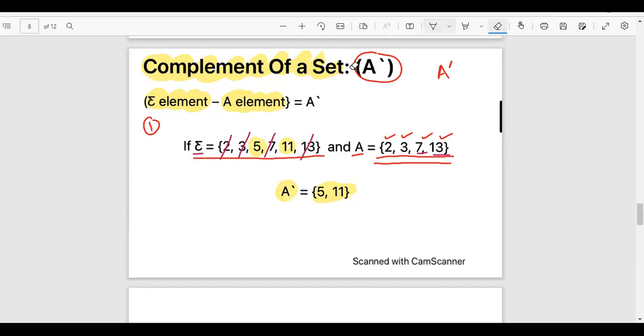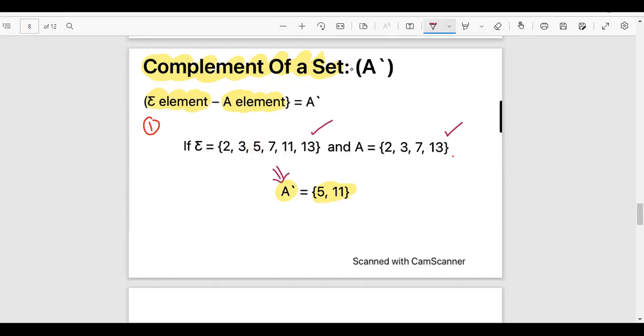If you were not able to understand what a universal set is, forget it. It is not needed. It would get clear automatically. Just know we have two sets here. This is the universal set. This is the set A. If you're interested in finding out A complement, we will be crossing out the elements of A from the universal set in order to get the complement of A, and we are left with 5 and 11.